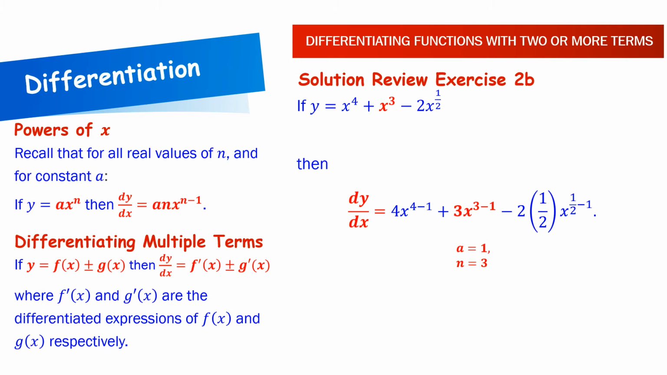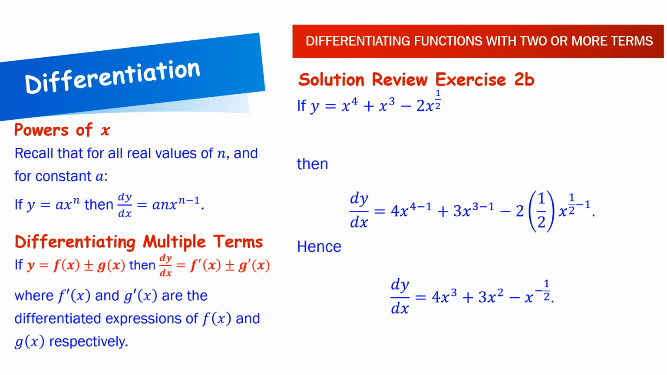plus 3x to the 3 minus 1. Here a equals 1 and n equals 3, minus 2 times a half times x to the power half minus 1. Here a equals minus 2 and n equals a half. And so simplifying this expression gives us 4x cubed plus 3x squared minus x to the minus a half. And so we have our expression for dy/dx.